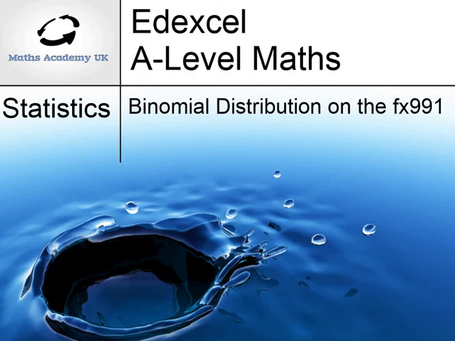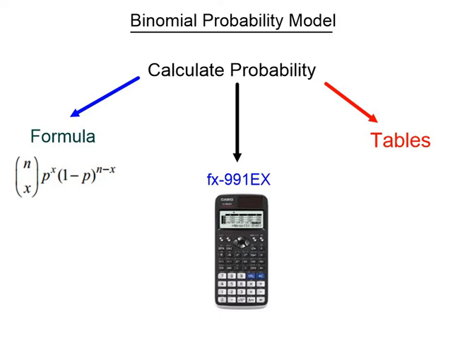Binomial probability calculations on the Casio fx-991. So we've done calculations using the formula and using the cumulative probability tables. We now use the calculator's built-in statistical functions.